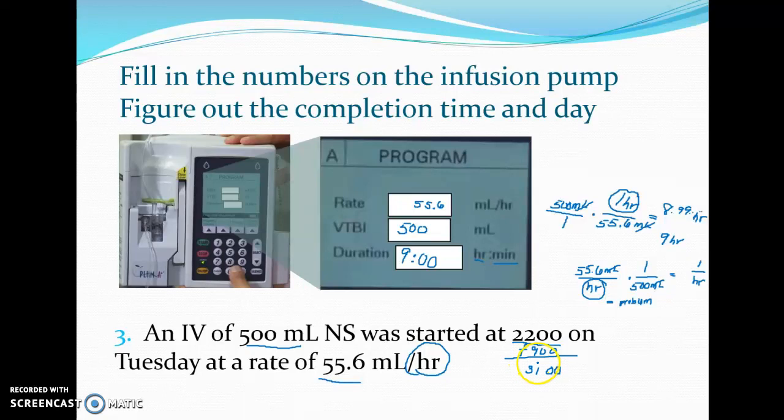So I'm better off just doing this as mental math rather than formal math. So from 2200 hours, if I add 2 hours, that's going to get me to midnight at 2400 hours or 0 hours. Then I have 7 hours to go, because it's 9 hours total, and so that shows me that the completion time is going to be 0700 hours, and because we did pass midnight in there, we move from Tuesday on to Wednesday.